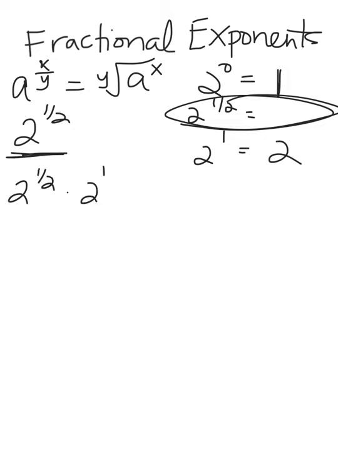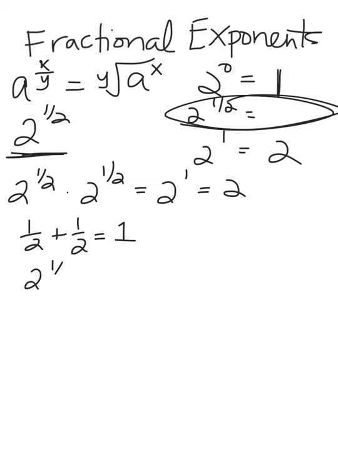Well, what if I ask, what is 2 to the 1/2 times 2 to the 1/2? Well, when we multiply powers, we add the exponents. 1/2 plus 1/2 is 2/2, or 1. So we know this equals 2 to the first power, which is just 2. So now we have 2 to the 1/2 times 2 to the 1/2 equals 2. Again, we don't know what 2 to the 1/2 is. That's what we're trying to solve.